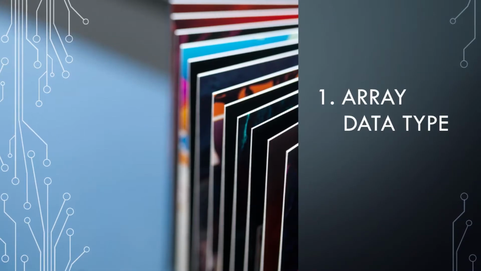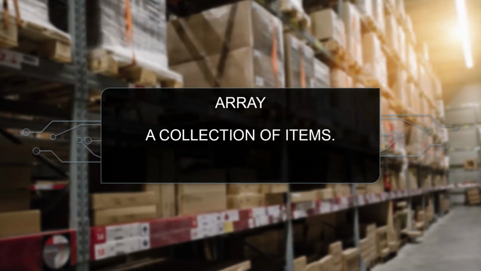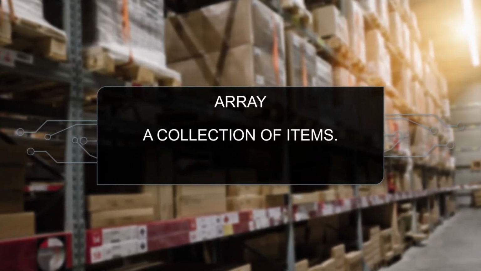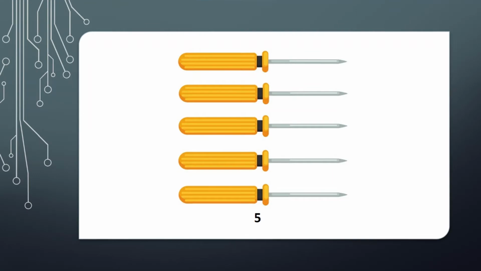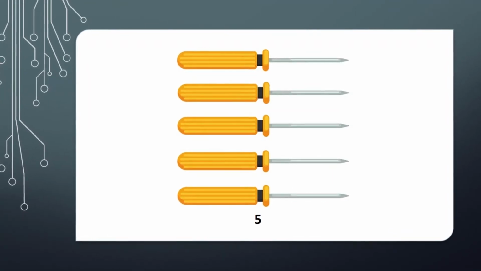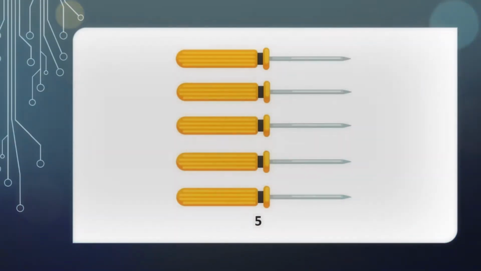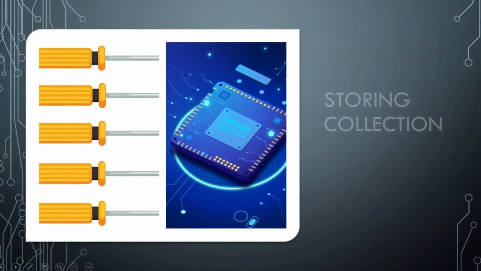We will start with the array data type. You should know what an array is. An array is a collection of items. For understanding the array data type, listen carefully to the given example. Suppose there is a collection of 5 screwdrivers in the toolbox. This collection of screwdrivers represents an array. For storing a collection of items or a list of items, the array data type is used.